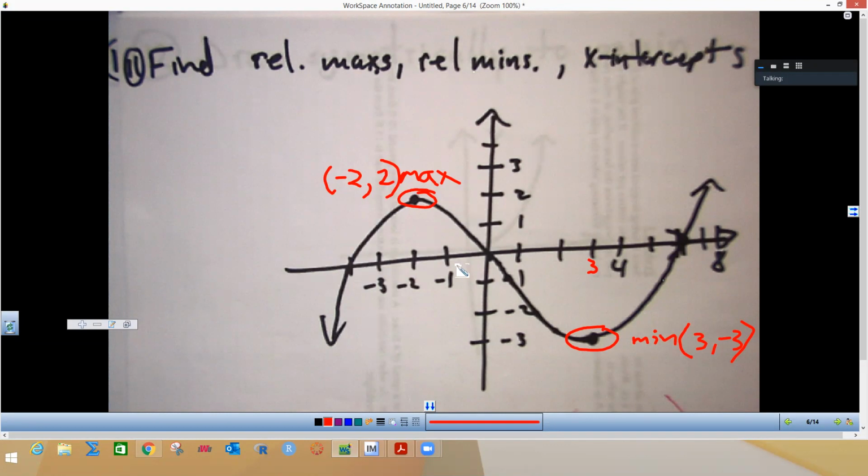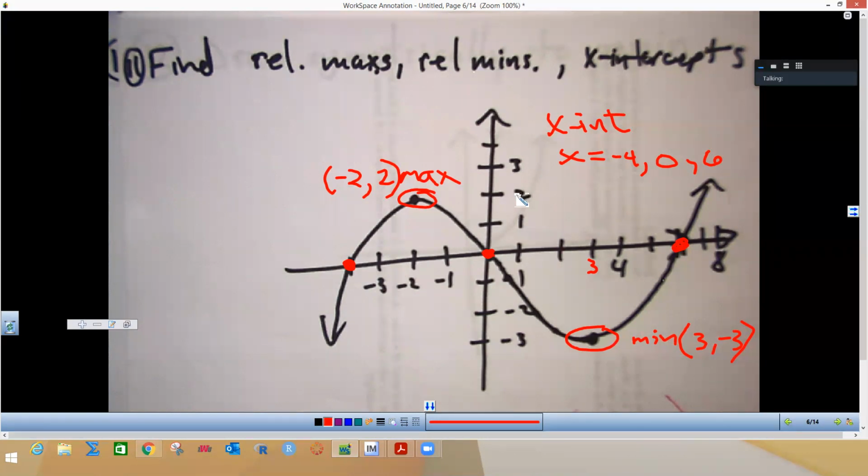Well, x-intercepts, here's your x-axis right across here. I want to find the places that the graph is touching the x-axis. So my x-intercepts are x equals -4, 0, 4, 5, 6. So there's your minimum, your maximum, and your x-intercepts. X-intercepts mean where the graph crosses the x-axis. Are there any other questions you guys have on anything?